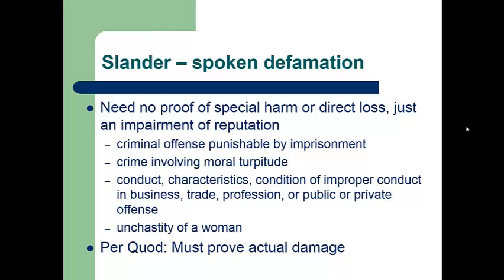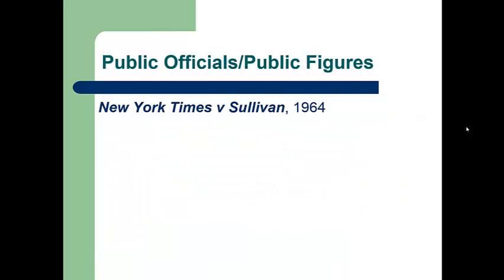But if the slander does not fit into one of these categories, the idea that you're involved in a criminal offense, that you were involved in a crime involving moral turpitude, that your conduct is offensive, or that you're an unchaste woman, then you fall into what we call per quod slander, and that means you must prove actual damages in order to seek monetary reward. So that's the idea of defamation.